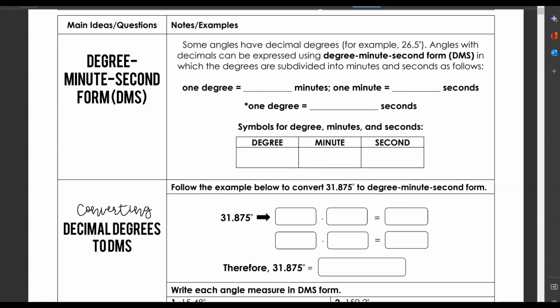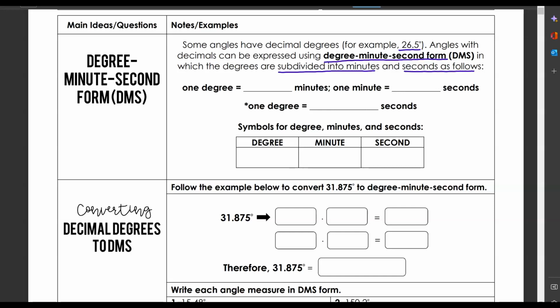In this video class, we are going to be talking about degree, minute, second form. So some angles have decimal degrees, for example, 26.5 degrees. Angles with decimals can be expressed using degrees, minutes, second form, or DMS, in which the degrees are subdivided into minutes and seconds as follows.